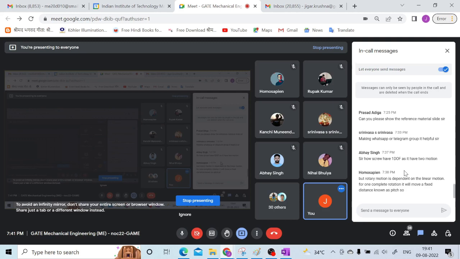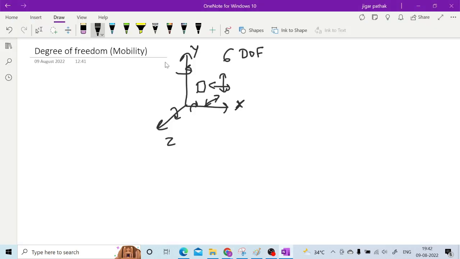As I have just discussed, degree of freedom is the number of independent parameters required to locate your element in space, whether it is 3D or 2D, right? Here most of the time we are going to discuss planar mechanisms, and planar mechanism means we will have a single plane, right?